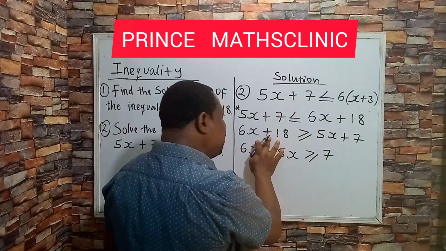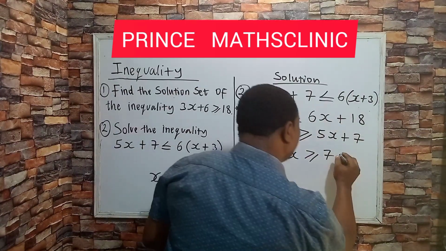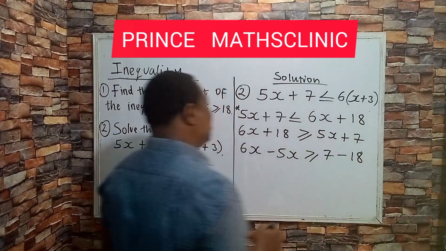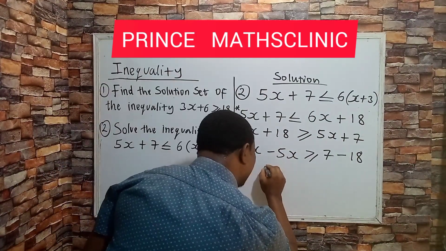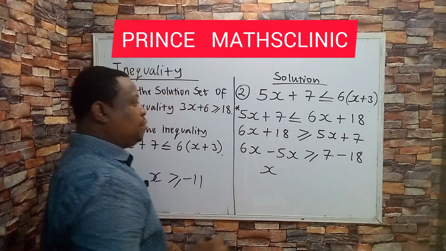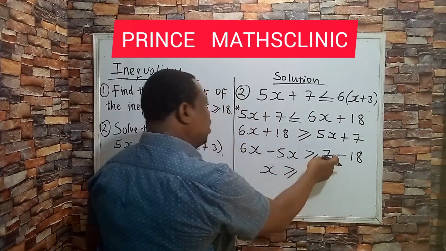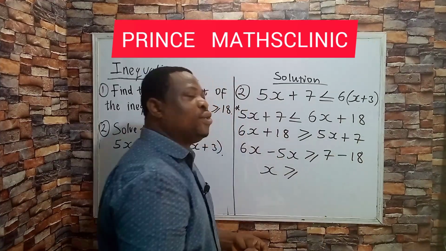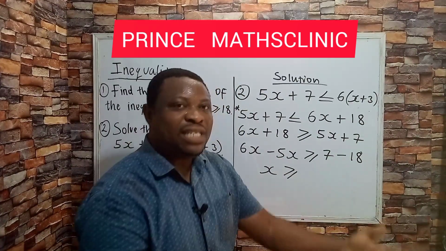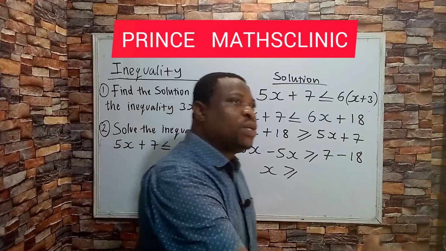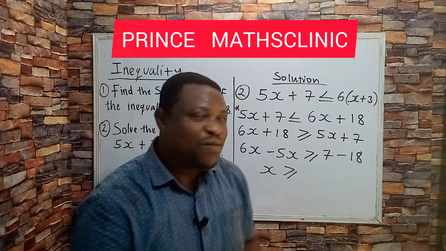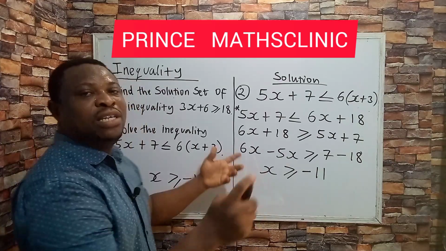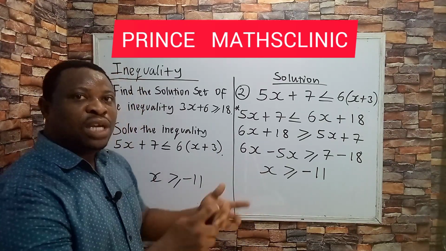If a positive 18 crosses the sign, it changes to negative 18, and you know that you are subtracting 5x from 6x, you have just 1x, so call it x, then greater than or equal to. And 7 minus 18, you have 7 but you are owing 18. It means what you have cannot pay the debt you are owing, so you are still owing 11, so you put a negative 11. So you see, in this case we did not need to divide by negative 1, our result came out naturally.